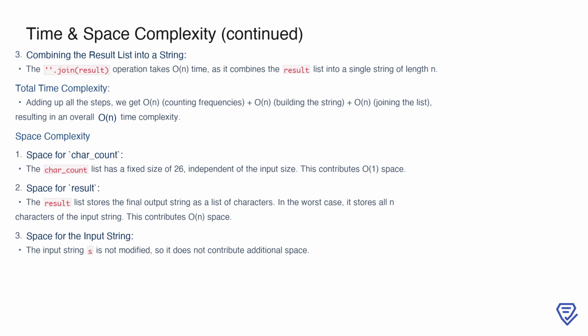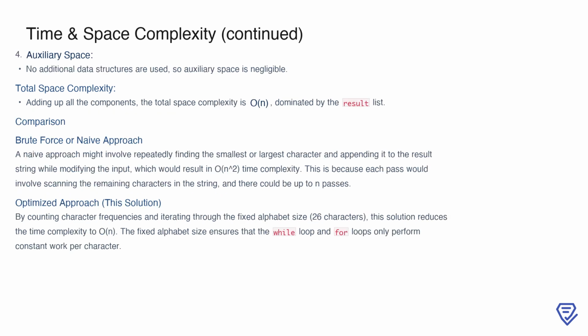Now, turning to space complexity, the char_count list, which has a fixed size of 26, contributes O(1) space since it does not depend on the size of the input. The result list, on the other hand, grows with the number of characters in the input string, contributing O(n) space in the worst case. Finally, since the input string itself is not modified, it does not add to the space complexity. Additionally, no extra data structures are used beyond the ones already discussed, so the auxiliary space is negligible. When we combine all these components, the total space complexity of this algorithm is O(n), which is dominated by the space required for the result list.